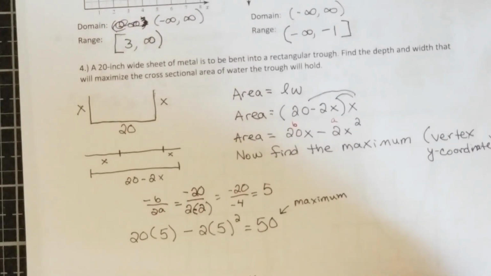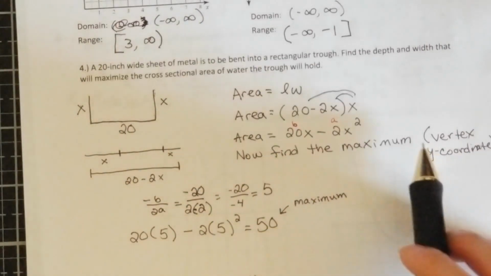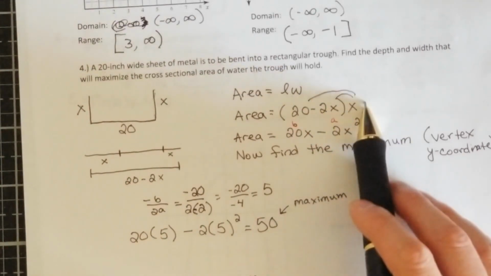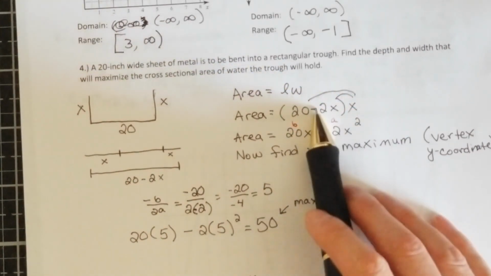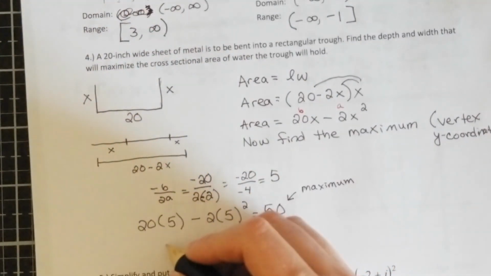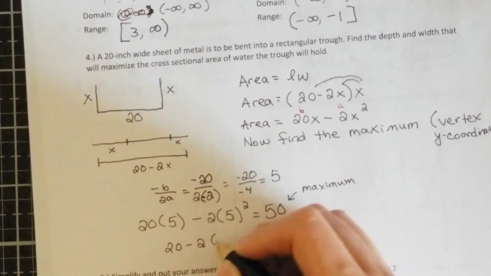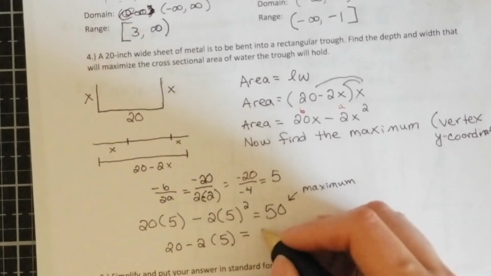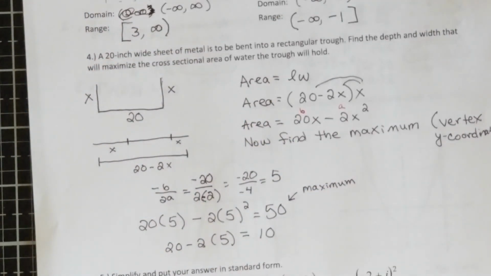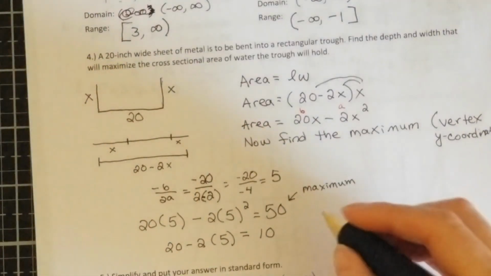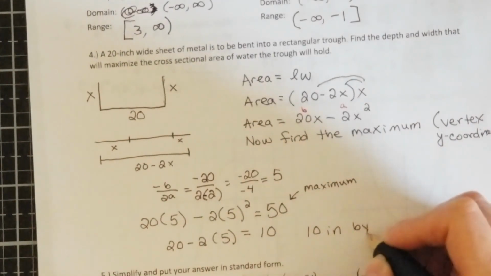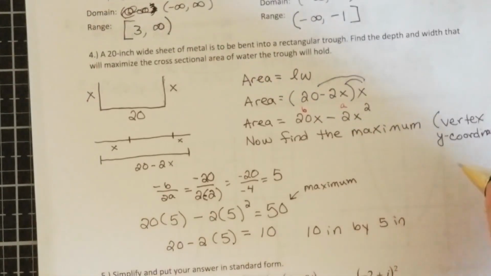Okay, so what I want to do is take what I have, and my 5 is here, and I plug it into these individually, and that will tell me my depth and my width. Okay, so 20 minus 2 times 5. So 2 times 5 is 10. 20 minus 10 would be 10. So our depth and width, we would have a 10-inch gutter by 5-inch deep.